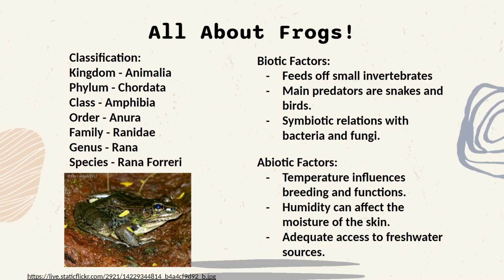So, giving a little background check on the frog, this classification involves its kingdom being Animalia, its phylum Chordata, class Amphibia, order Anura, family Ranidae, genus Rana, and the species we're talking about will be Rana forreri.